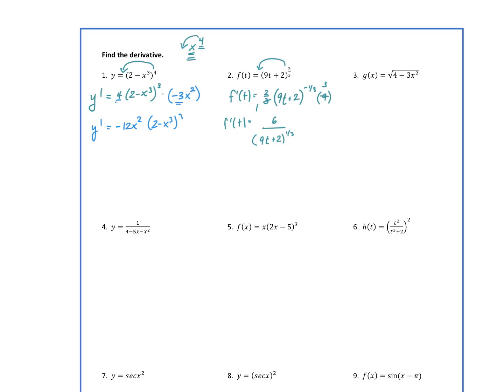For square roots, we want to make sure that we rewrite it as an exponent. We have 4 minus 3x squared to the 1/2 power. We're going to apply the chain rule, bring down the 1/2, rewrite it, lower the power by 1 times the derivative of the inside. We can simplify.